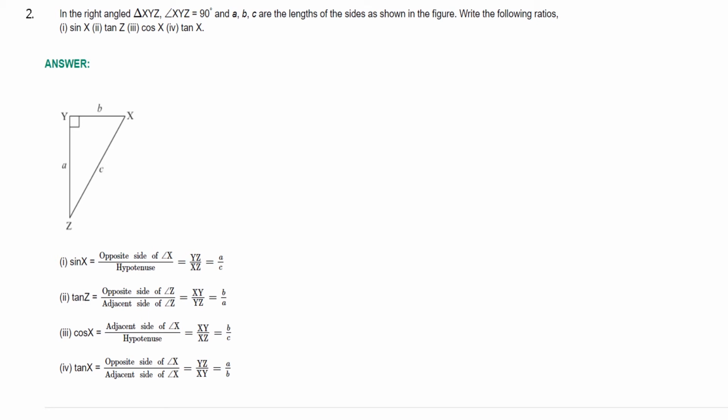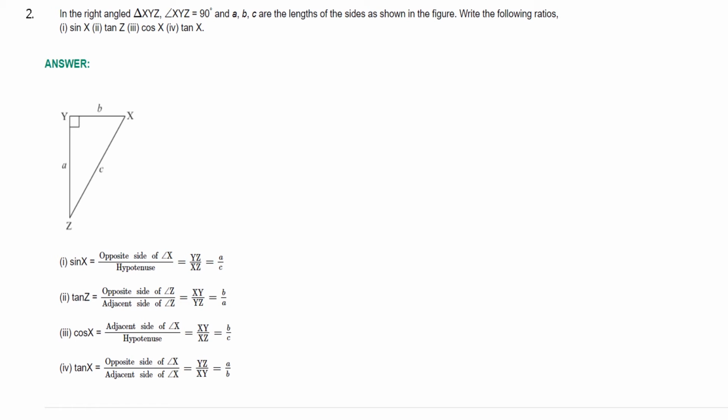Now consider the next one, tan Z. Now you have to see the angle Z. For the angle Z, opposite side will be XY, adjacent side will be YZ. So substitute the values of XY and YZ, you will get b upon a.